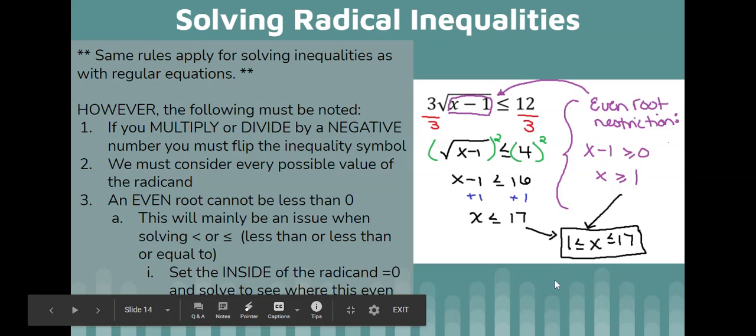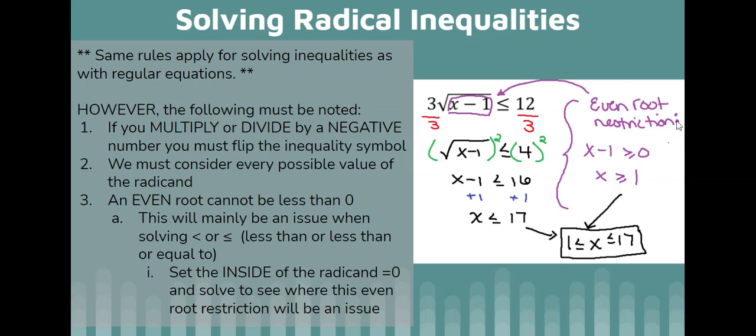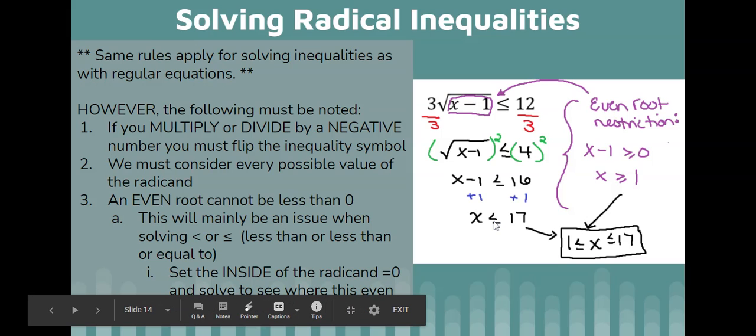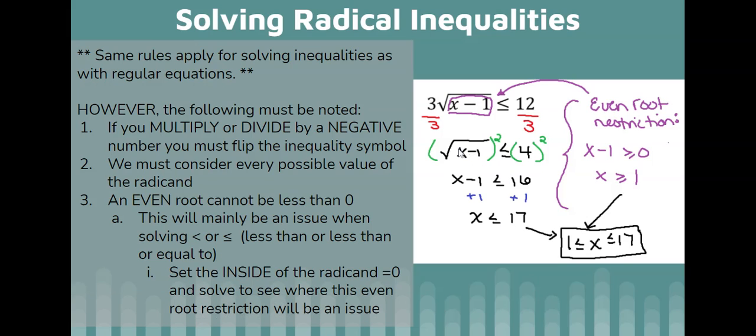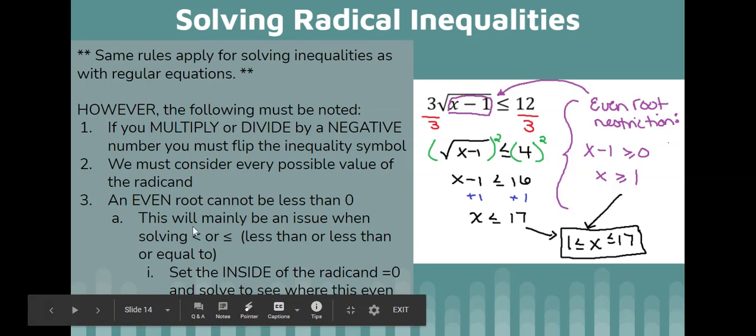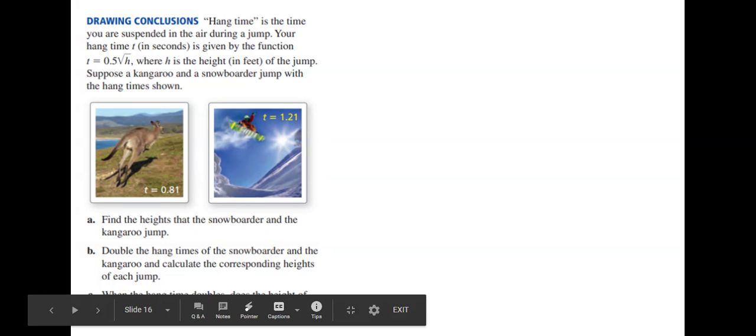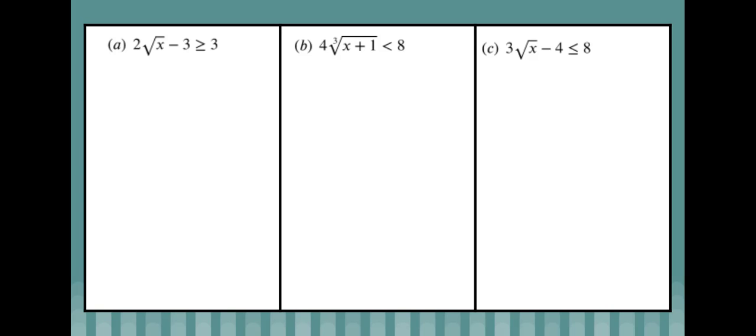Okay, so it's going to be important as we go through this that we keep in mind these even root restrictions. Now, if it's an odd root, like I said, it doesn't matter. And if it was a number greater than, say this was greater than or equal to 17, again, it wouldn't matter because I'll have positives inside. So really, the biggest issues come from even roots that have less than problems. Okay, and again, we'll go through and practice all of these and do some fun word problems as well.